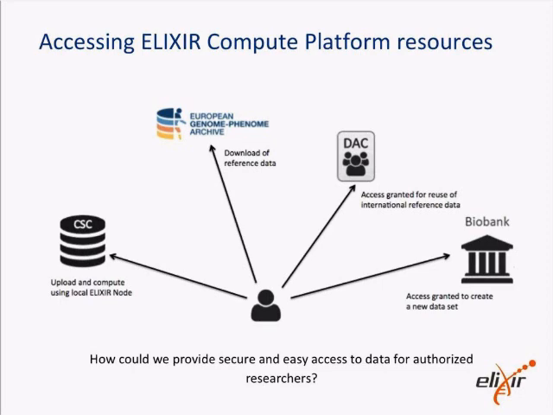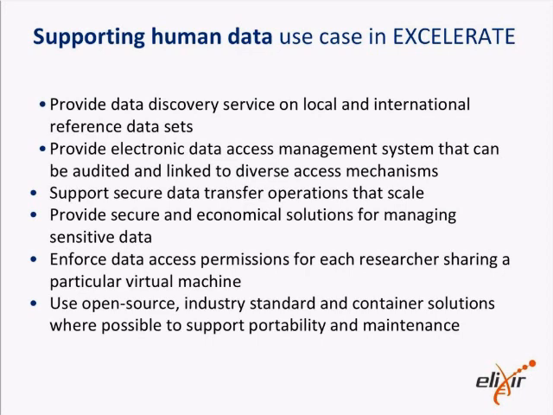So the question is, how can we provide a secure and easy access to the data for the authorized researchers and help them along the line? And so this use case aims to provide a discovery service for the researchers that combines the local and the international reference data, where they are and how can they access it. Then to provide an electronic way to apply access to the data. And most importantly, store these data access decisions in a way that they can be used in the underlying systems for controlling access to the data.